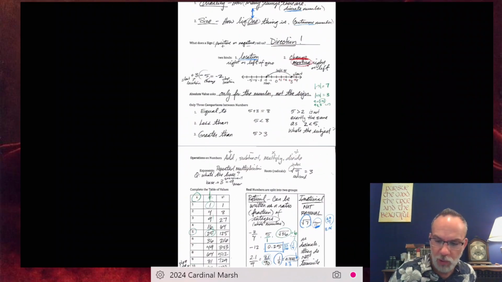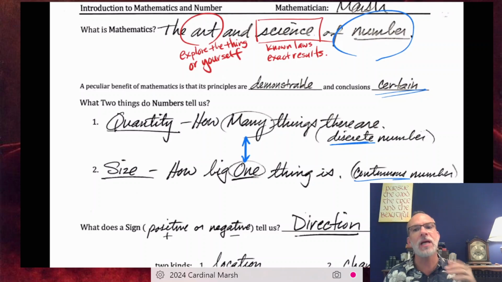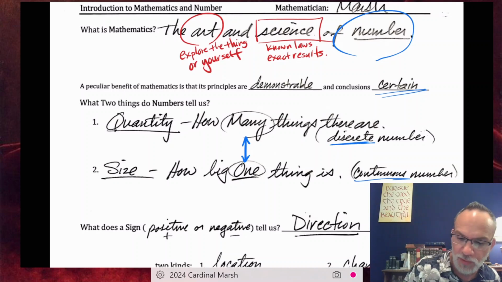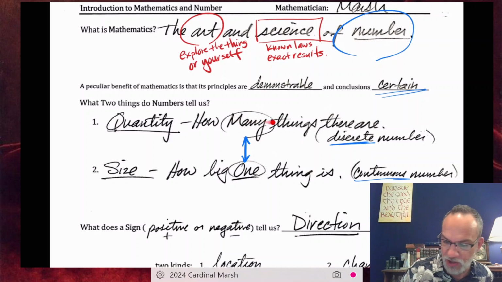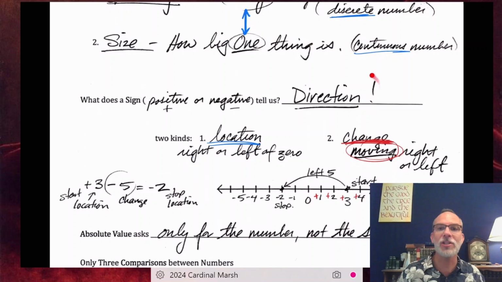By way of review real quick, we'll summarize and then we'll be done. What's mathematics? The art and the science of number. You need to have that answer memorized. I'm going to ask you about that. What two things do numbers then tell us? Numbers tell us either how many or how big one thing is. Okay, quantity or size. I would actually prefer this definition here. How many things there are and how big one thing is. That's better than just giving the precise nominal word replacement, quantity and size. This explains it. What does a sign tell us? Direction.